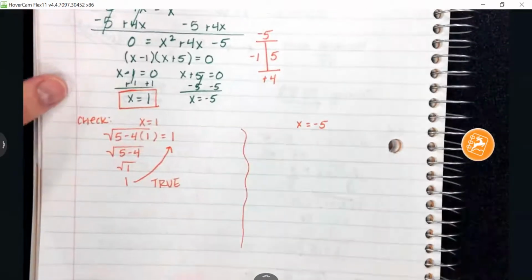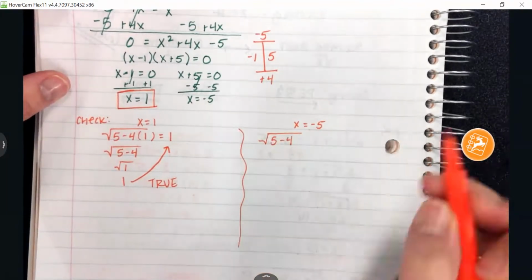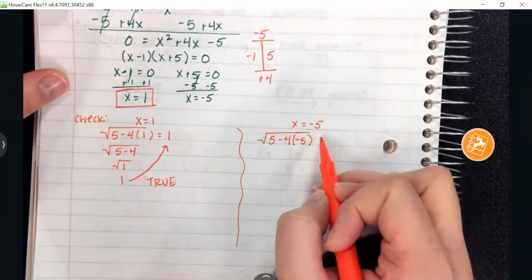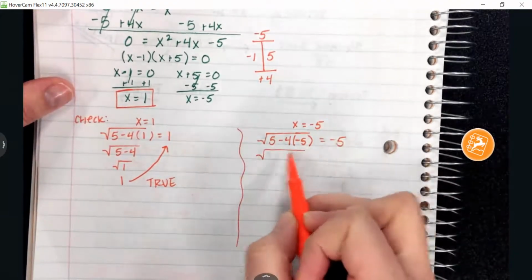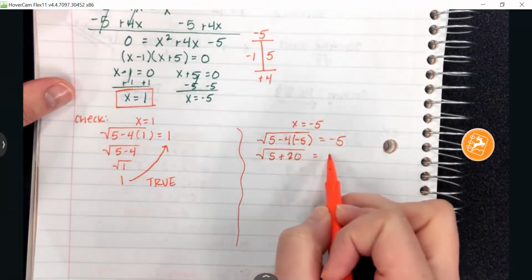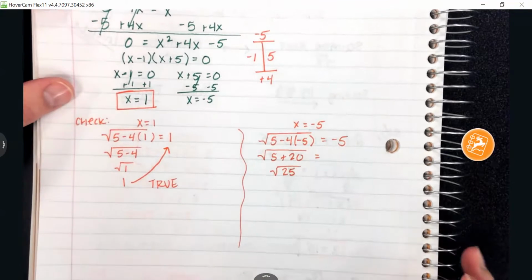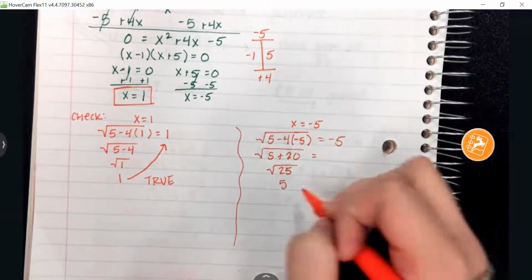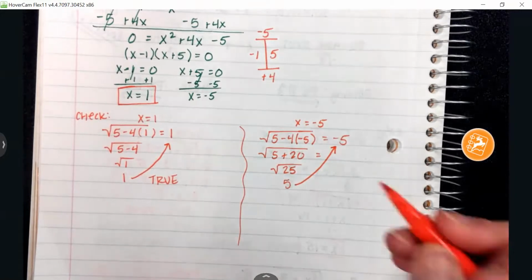Let's go check the second one. Same exact equation, square root of 5 minus 4, but this time my x is a negative 5, and it's equal to the same x. So I have square root of 5. Negative 4 times negative 5 is a positive 20. So I have the square root of 25. What is the square root of 25? It is 5. Is positive 5 what I was looking for? So is this true or false?